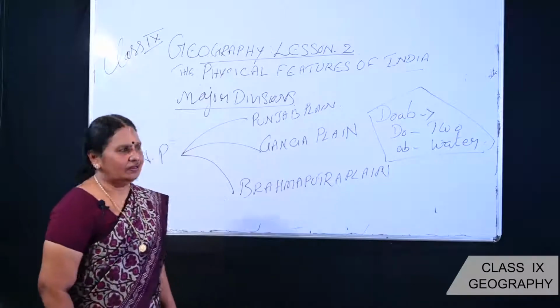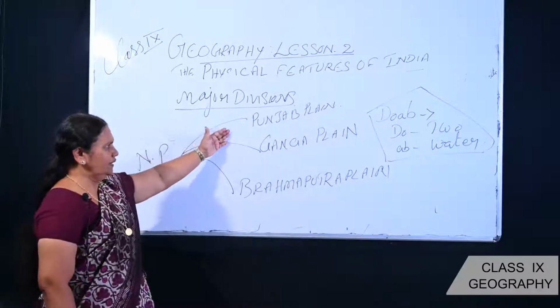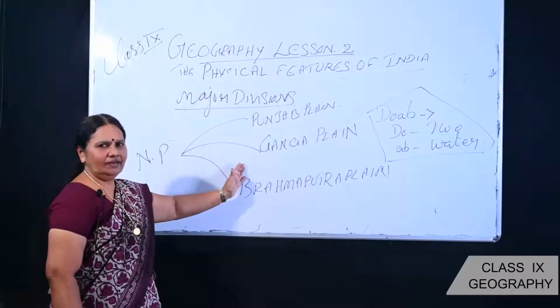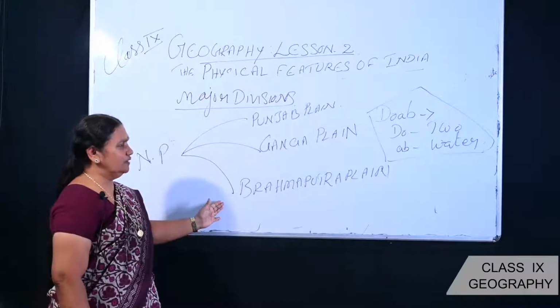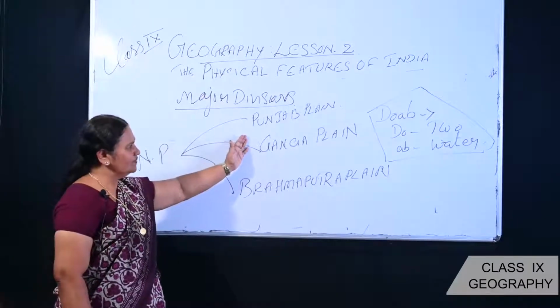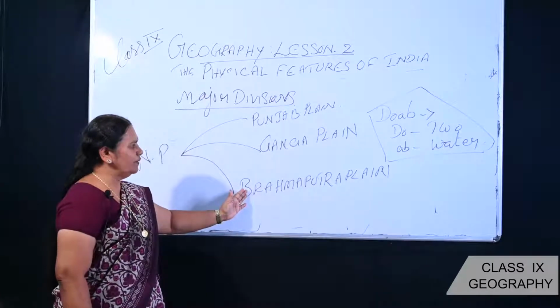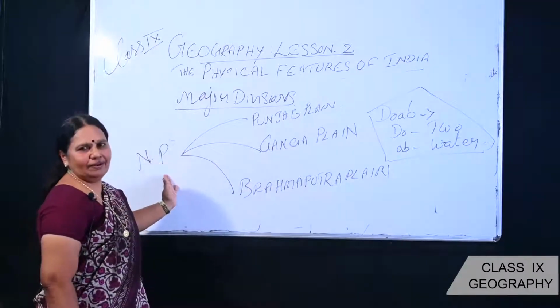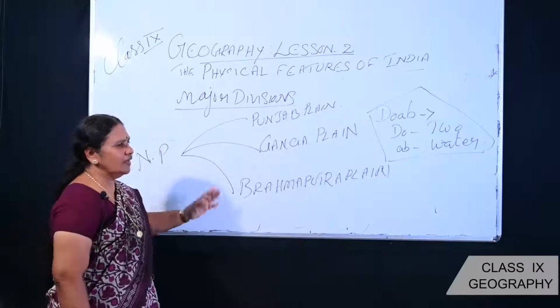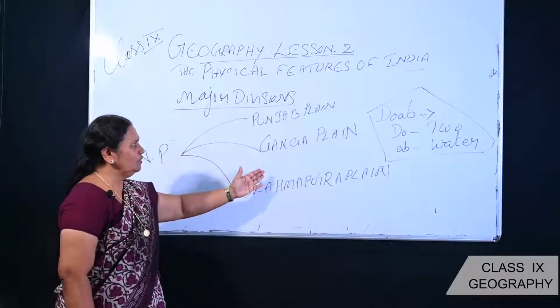Now let us discuss that the northern plains are formed by three important plains. What are they? Number 1, the Punjab plain. Number 2, the Ganga plain. Number 3, the Brahmaputra plain. Punjab plain plus Ganga plain plus Brahmaputra plain is equal to the northern plain.